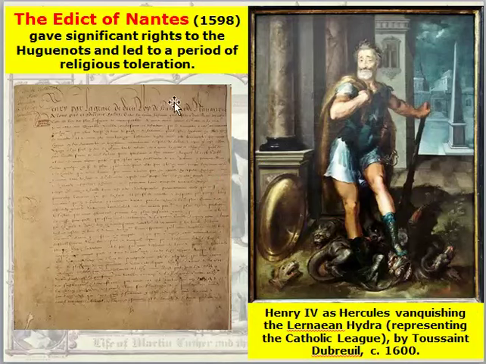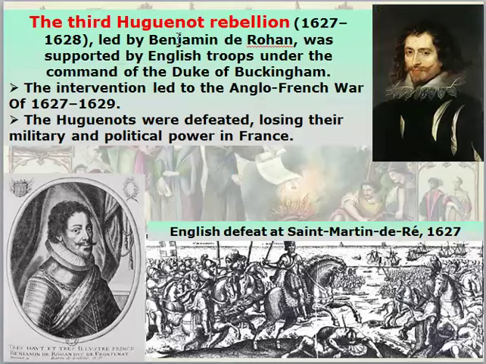So I suppose it gave significant rights to the Huguenots, but it wasn't enough. They wanted more because they're still fighting. Anyway, the Third Huguenot Rebellion was supported by English troops under the command of Duke Buckingham.